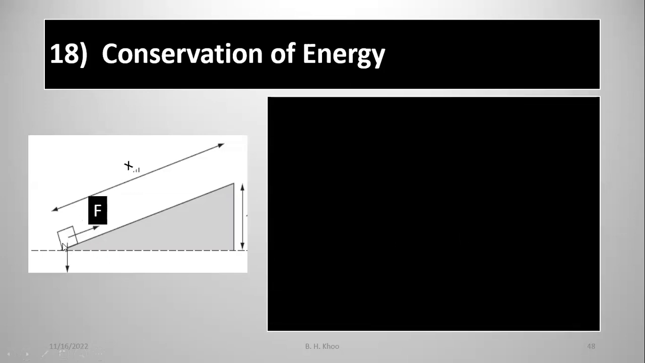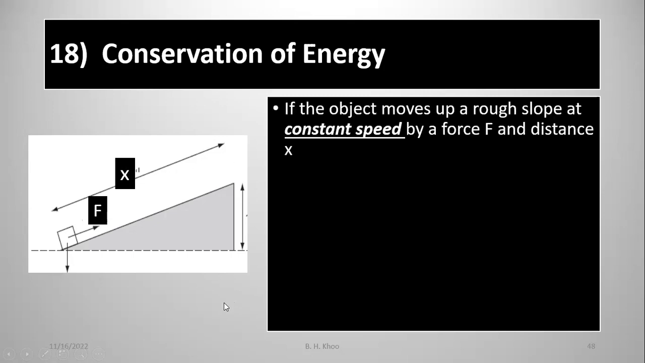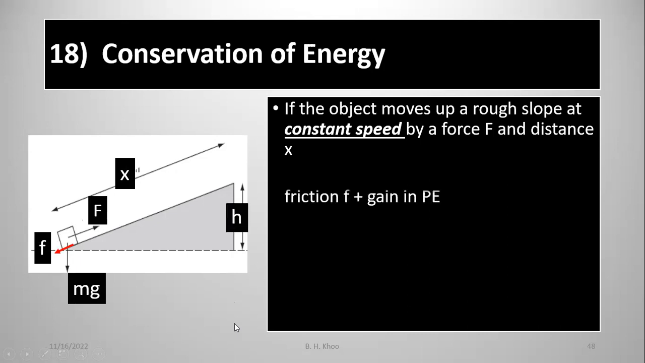An object moving up a slope. That's the applied force, the thrust if it's a car, and that's the distance moved up the slope, the displacement. If the block of wood or object moves at constant speed, that's the weight mg. There's your friction, since it's a rough surface, and there's a height moved. So you should be able to write down your work energy equation.